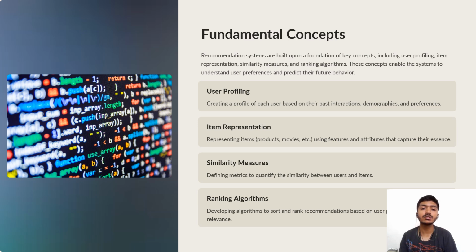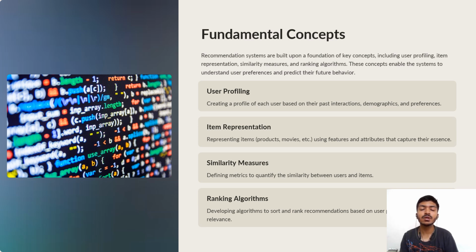Now, let's talk about the fundamental concepts in recommendation systems. Recommendation systems are built upon a foundation of key concepts which include user profiling, item representation, similarity measures, and ranking algorithms. These concepts enable the systems to understand user preferences and predict their future behavior. First one is user profiling.